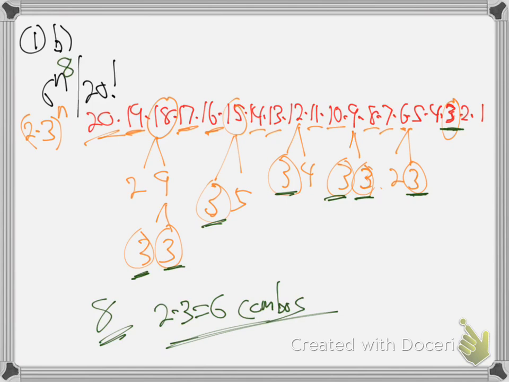6 to the 8th power will go into 20 factorial. But 6 to the 9th will not, because there's not 9 3s over there. There's only 8 3s. Good for doing those. This is on the non-calculator part, so you can just break it down by hand like that real quick.